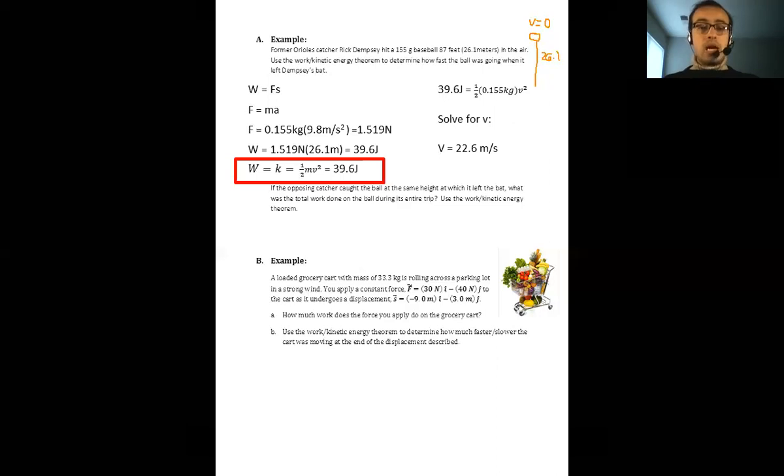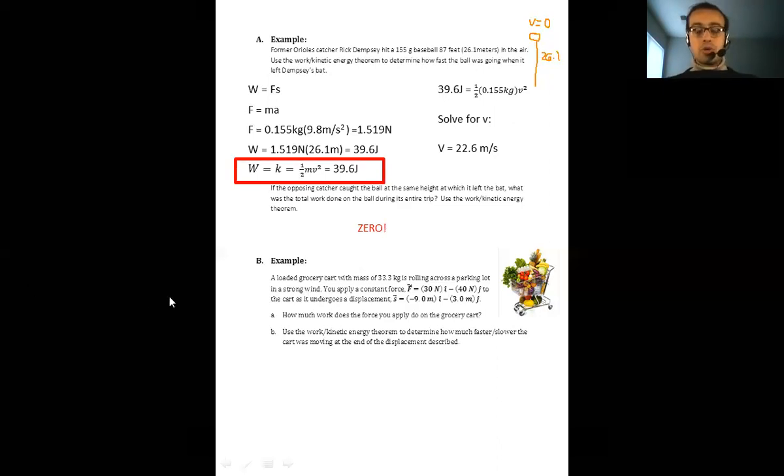Now, if the opposing catcher caught the ball at the same height at which it left the bat, what was the total work done by the ball on the entire trip? I think you can probably do this by inspection. Because the ball was caught at the same height at which it left the bat, the total work done is 0 because there is no net displacement in this particular case. All right, so let's take a look at another example.